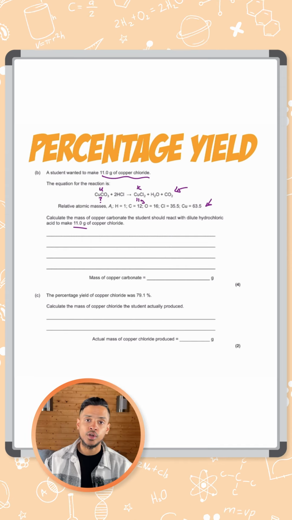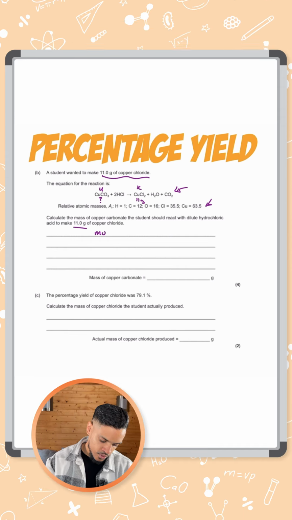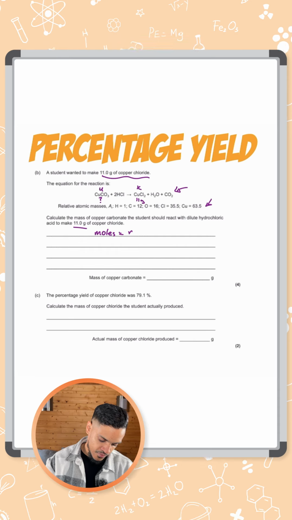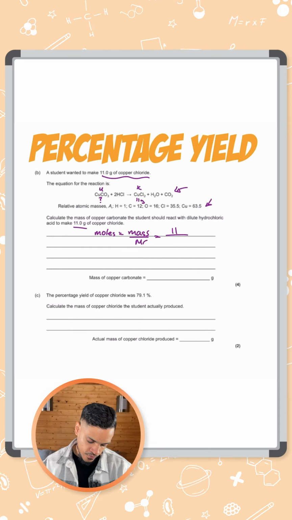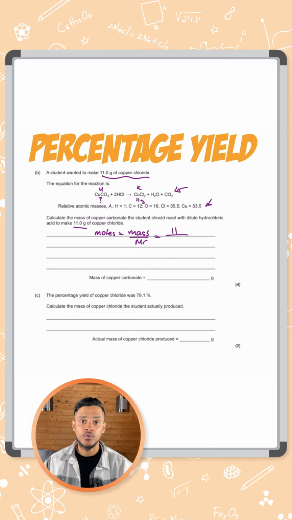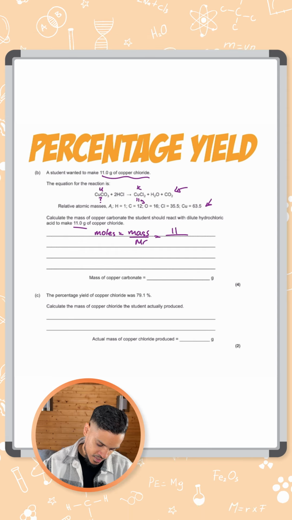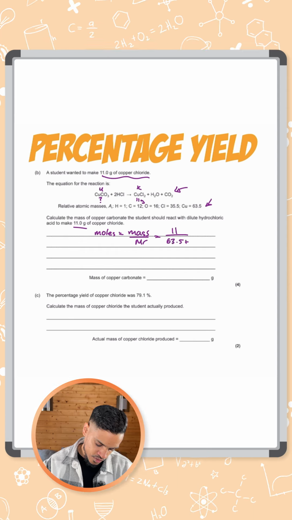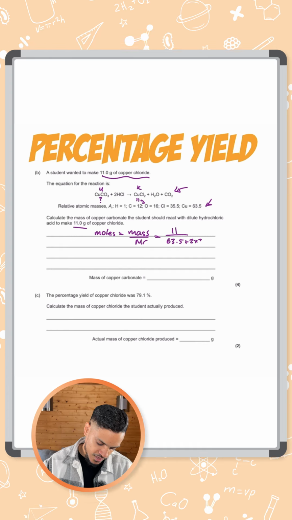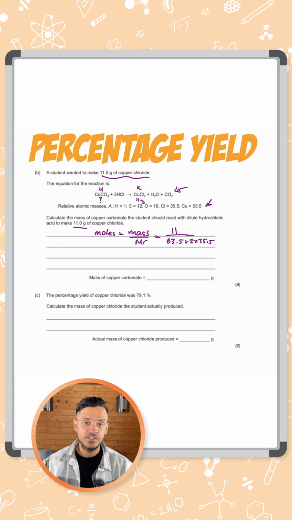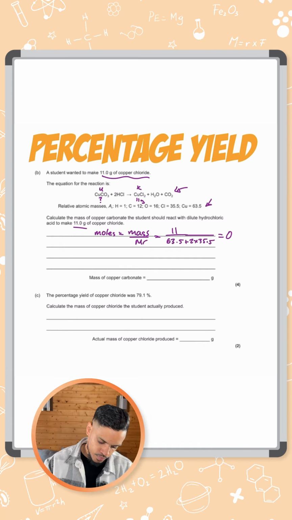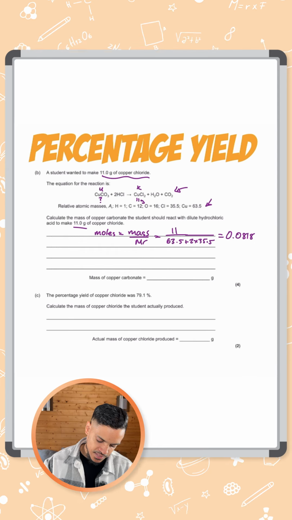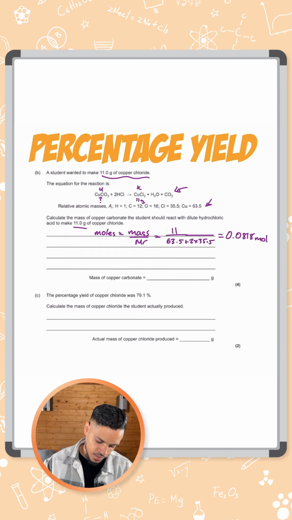So moles of copper chloride, we're going to use the equation: moles is equal to mass over MR. So that's 11 over the MR of copper chloride. So CuCl2, so we're going to start off with the Cu, which is 63.5, plus Cl2, so that's 2 times 35.5. Now that should give you the number of moles, which is 0.0818 moles of the copper chloride.